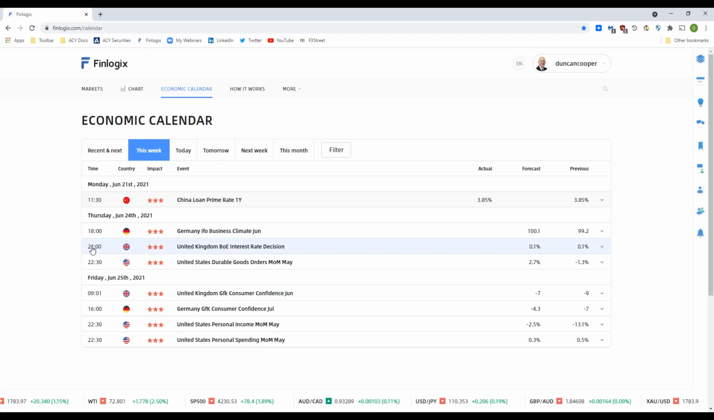On Thursday we've got the United Kingdom Bank of England interest rate decision. That will definitely affect the pound US dollar, and also the US durable goods orders. And into Friday we've got the United Kingdom consumer confidence and the US personal income and personal spending coming out. So those items will definitely affect the pound US dollar, so be aware of those if you're going to trade that pair. Okay, with that in mind, let's get into the charts, and first of all I'm going to review the dollar index.